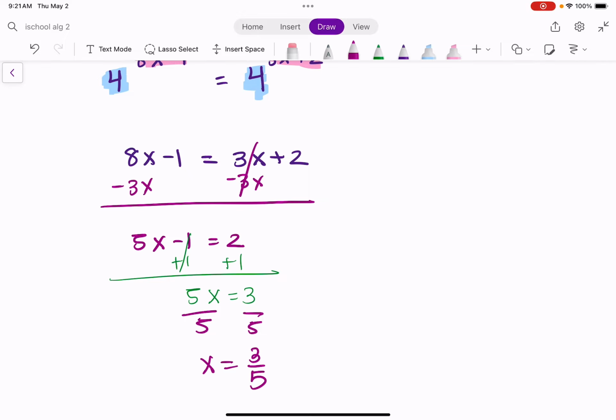Okay? So try the next few problems, and then I'm going to show you an added layer.